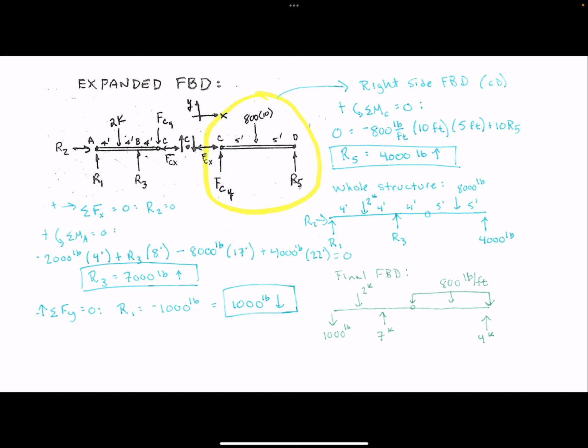So this was assumed upward, right? And I would expect it to turn out to be an upward force, but if, for example, you found this to be a negative value when you solve for it, then that would just mean that it's a downward acting force and this would be an upward acting force. Yeah, any other questions? Okay.